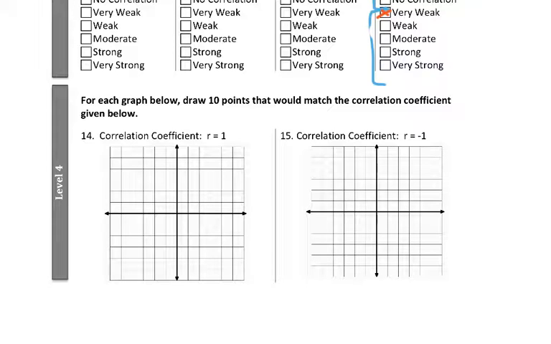Level 4 is you're going to create a scatter plot. It says to draw exactly 10 points, and you want to have a scatter plot that matches these correlation coefficients exactly. So you have to really demonstrate your understanding of what those correlation coefficients are telling you.